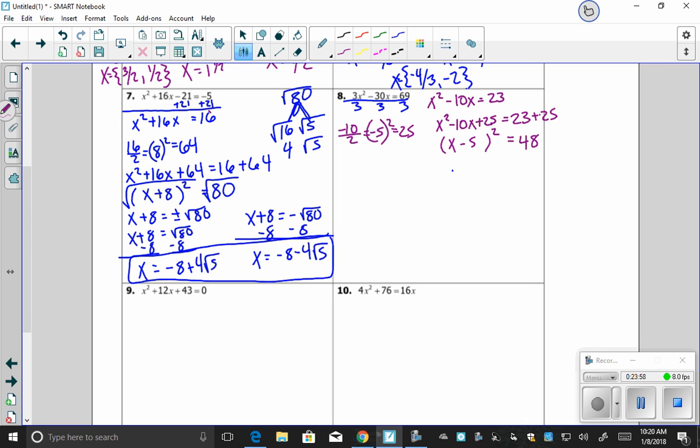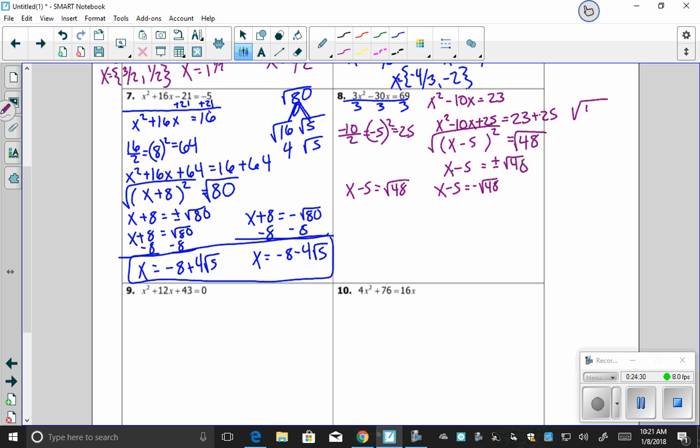Square root both sides. And I'm going to get x minus 5 equals plus or minus the square root of 48. 48 is not a perfect square, but it will simplify. So I'm going to have x minus 5 equals positive square root of 48, and x minus 5 equals negative square root of 48.